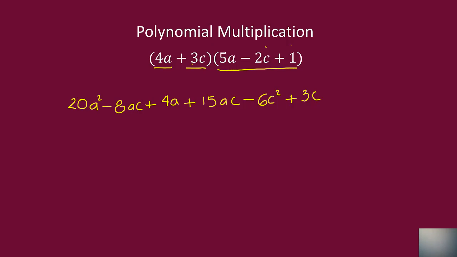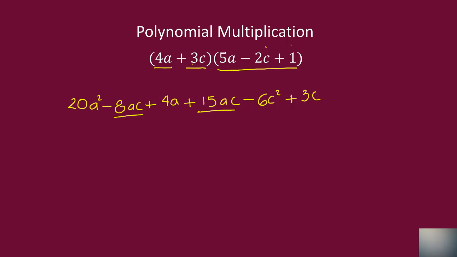But now I need to check if I have it in the correct order of degree and if I can simplify like terms. We notice that we do have like terms. We have negative 8ac and positive 15ac. We can go ahead and simplify that. So we will be writing our answer in correct order of degrees and simplifying at the same time.